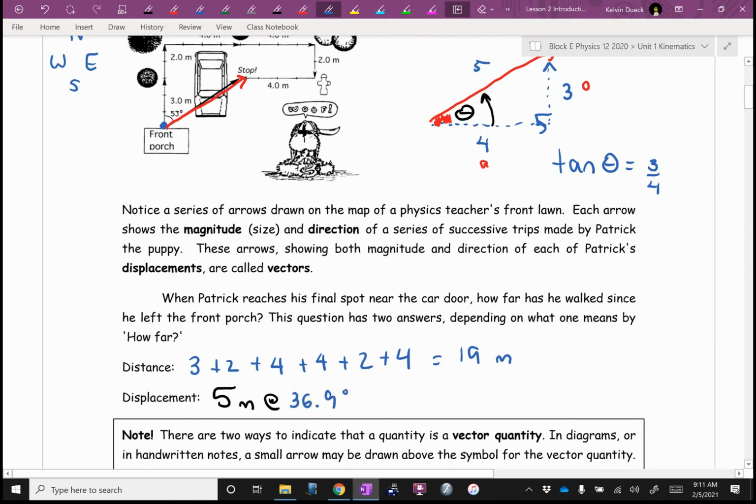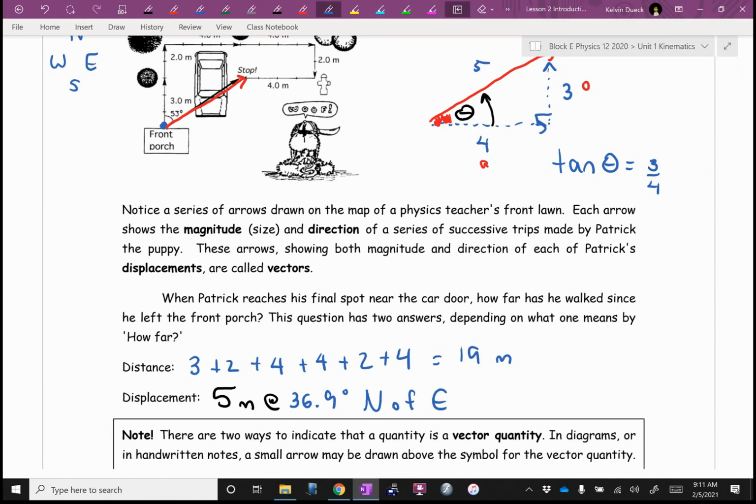But now I need to somehow show that it's pointing that way. We would call this north of east, and we'll practice that later on in today's lesson. We would say that his displacement is 5 meters at 36.9 degrees north of east. Also why we'll always draw compass roses on these things, just so we can do that easier without having to scratch our brain too much.